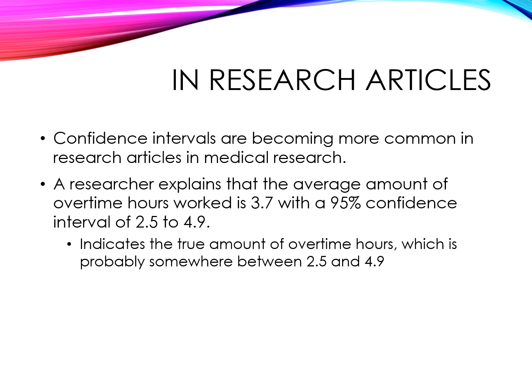For example, this researcher explains that the average amount of overtime hours worked is 3.7 with a 95% confidence interval of 2.5 to 4.9, which means that the true amount of overtime hours is probably somewhere between 2.5 and 4.9. We're 95% sure it's about this, but probably between these two, okay? And that's a confidence interval.